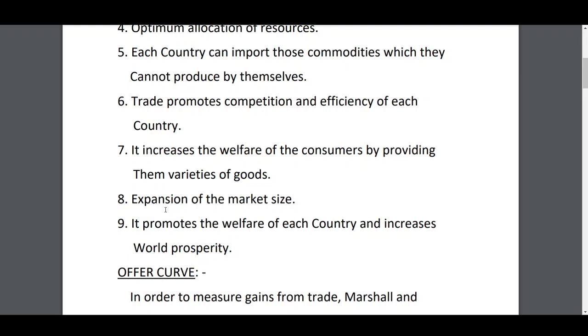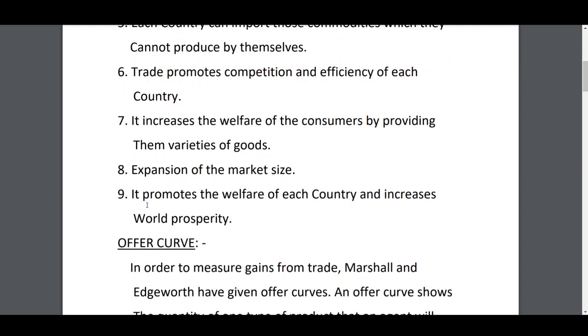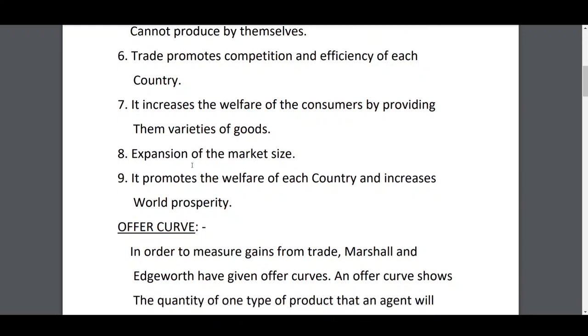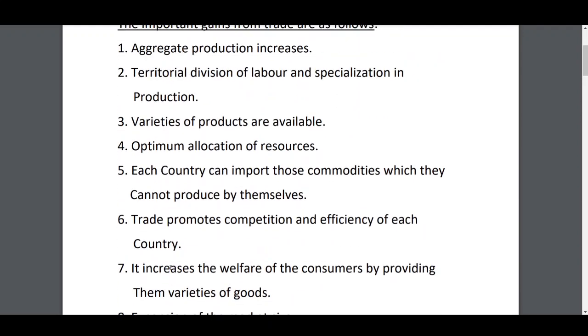Eighth benefit is the expansion of the market size. Due to international trade, the size of the market is expanding or it will increase. The last benefit or the last gain from international trade is that it promotes the welfare of each country and it increases the prosperity of the world. So these are the 9 gains or benefits or advantages from international trade.